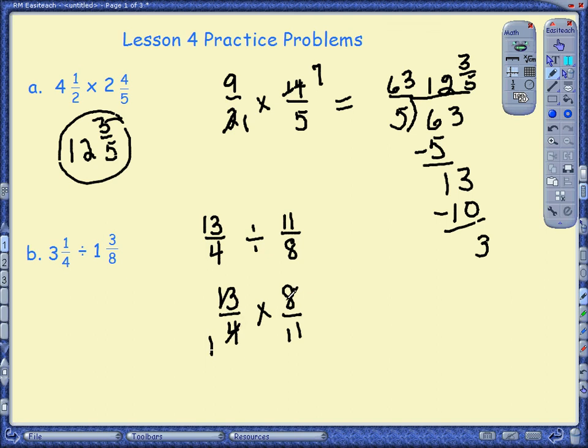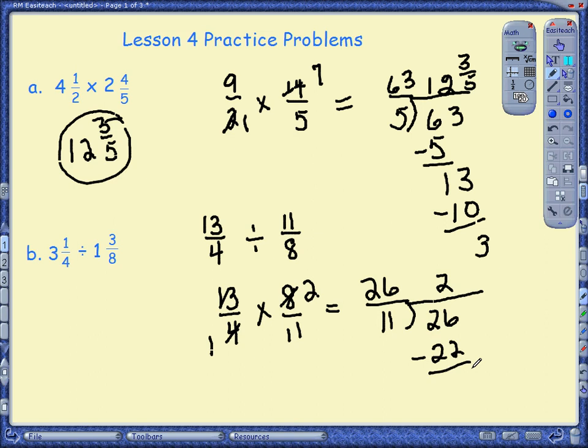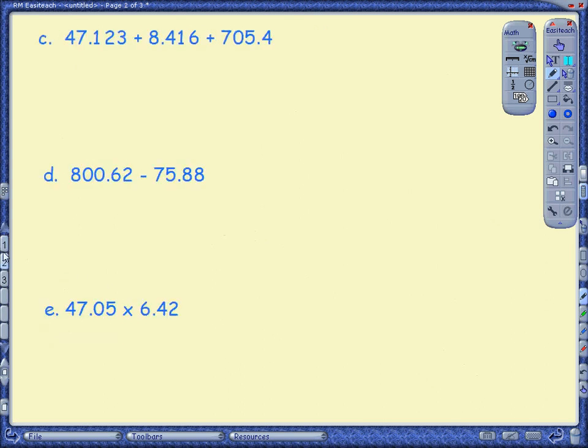Again, we see that we can cancel. 4 will go into itself once and into 8 twice. This is 13. That's not a cancellation sign. 2 times 13 is 26, divided by 11. And we put the 26 underneath. 11 will go into 26 2 times, giving us 22. We subtract, and we get 4/11. So our best answer is the mixed number 2 and 4/11. Let me just circle that.